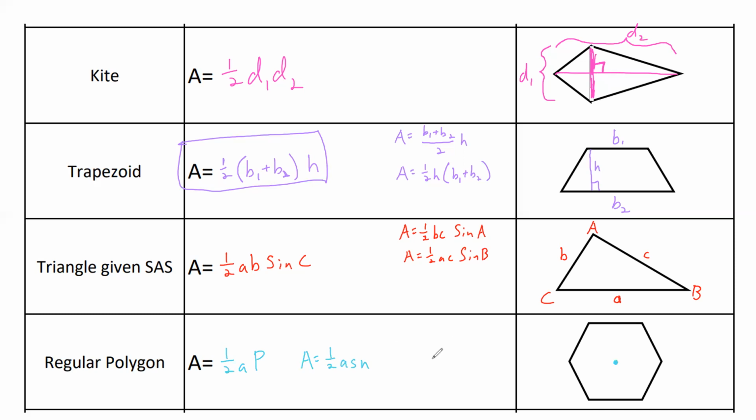Now, what do these different parts stand for? So we have some letters. I'm going to write down what they stand for. So we have an a, we have an s, we have an n, and we have a capital P, right? Does anybody know what the P stands for? Because we've used the capital P before. Perimeter.